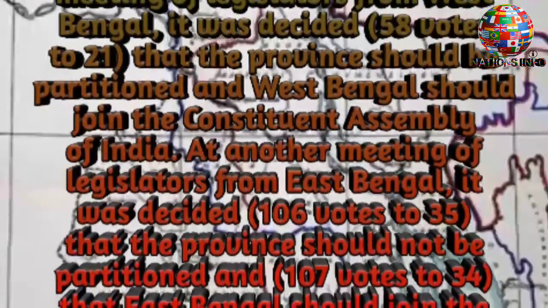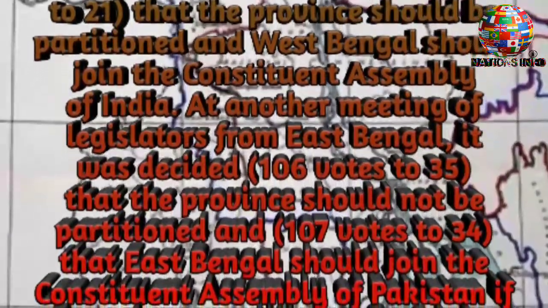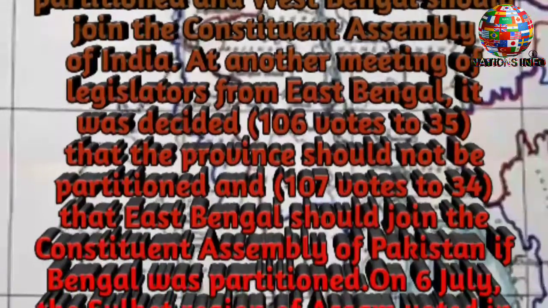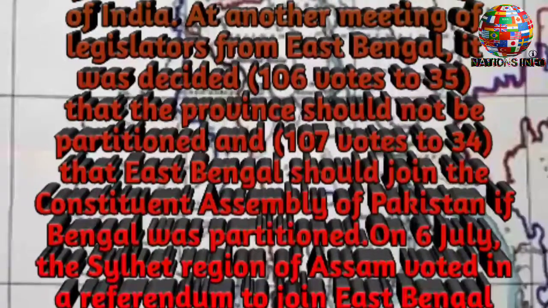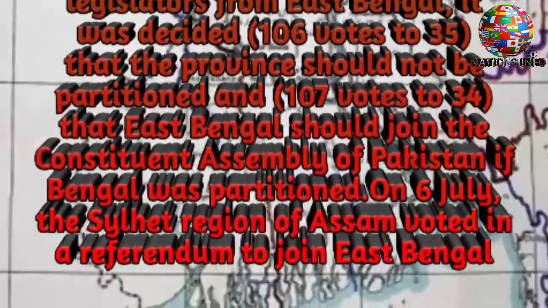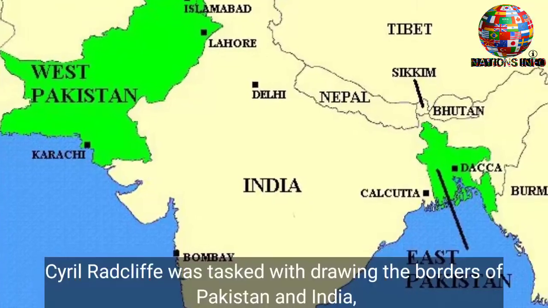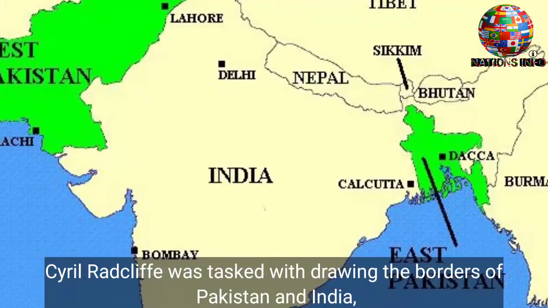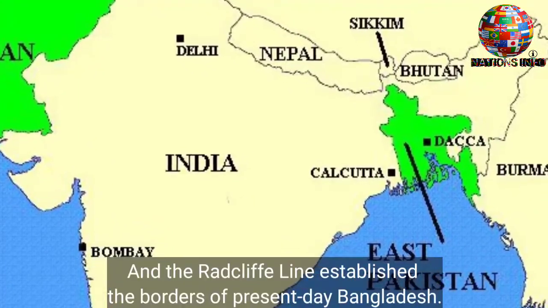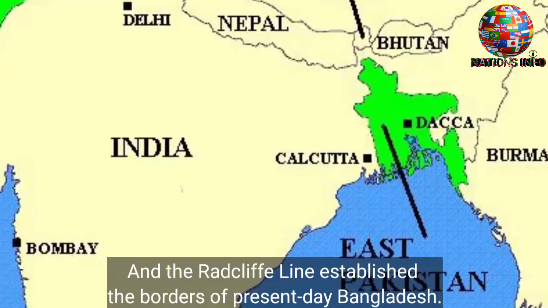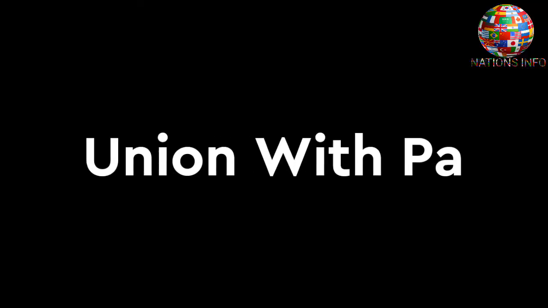At another meeting of legislators from East Bengal, it was decided 106 votes to 35 that the province should not be partitioned, and 107 votes to 34 that East Bengal should join the Constituent Assembly of Pakistan if Bengal was partitioned. On 6 July, the Sylhet region of Assam voted in a referendum to join East Bengal. Cyril Radcliffe was tasked with drawing the borders of Pakistan and India, and the Radcliffe Line established the borders of present-day Bangladesh.